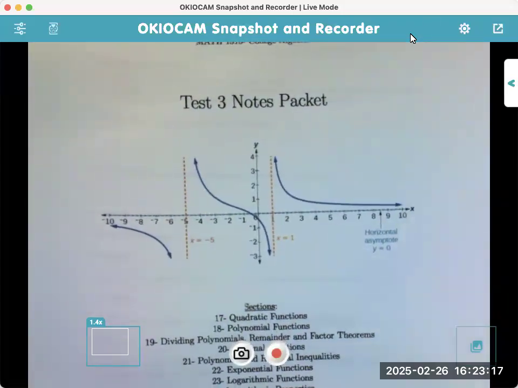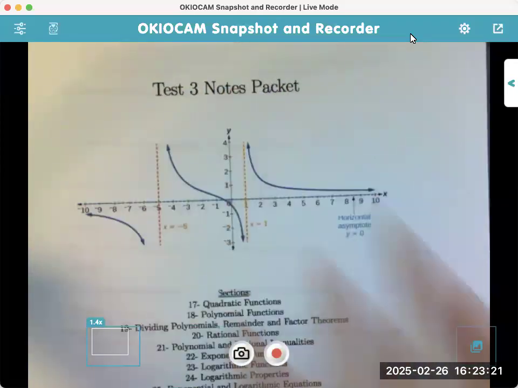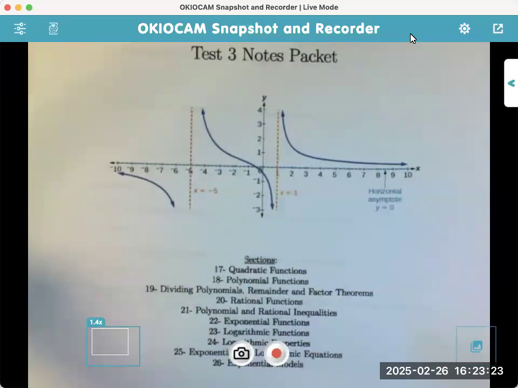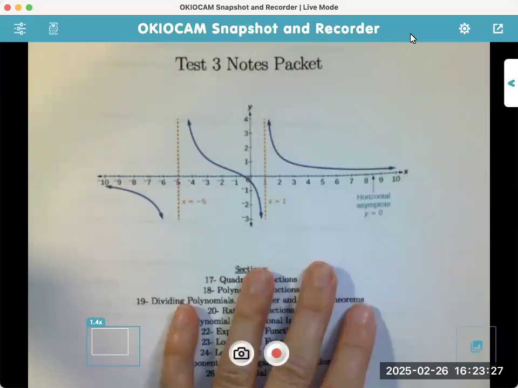Okay, so next up is section 17, quadratic functions. It's part of test three for this packet.